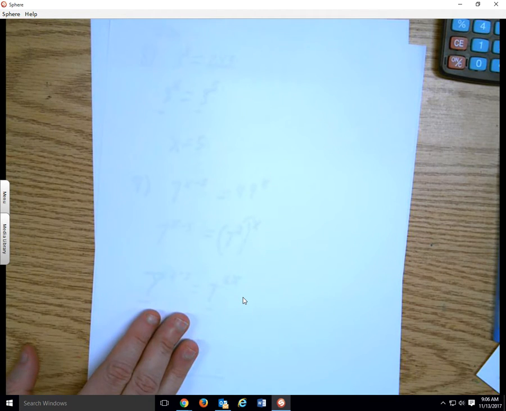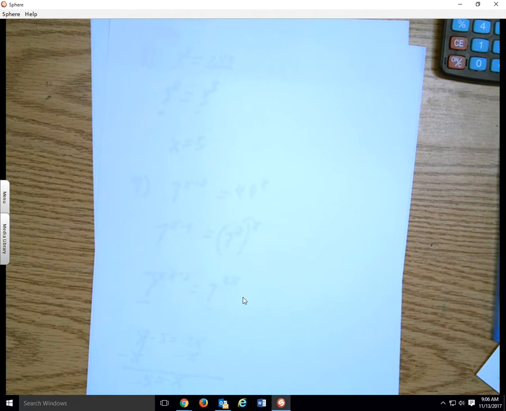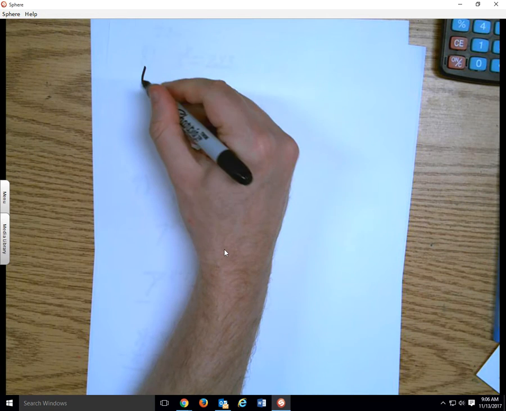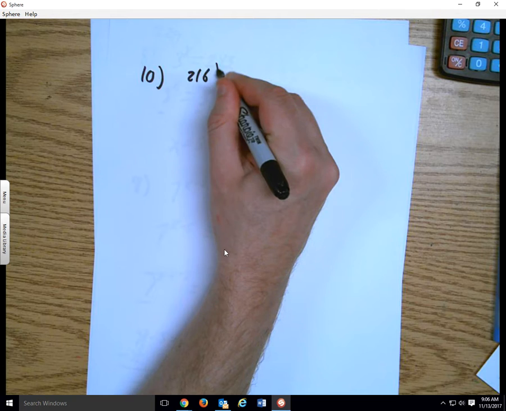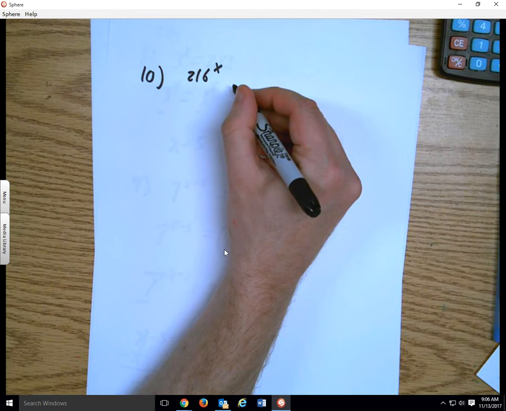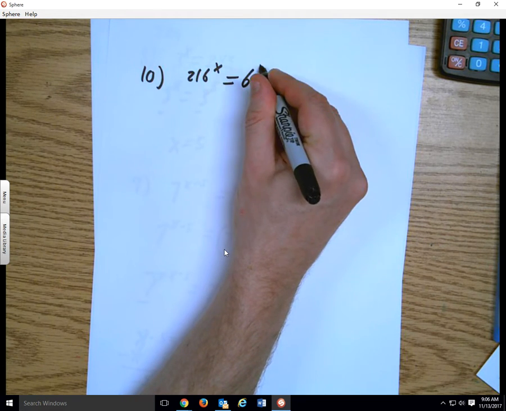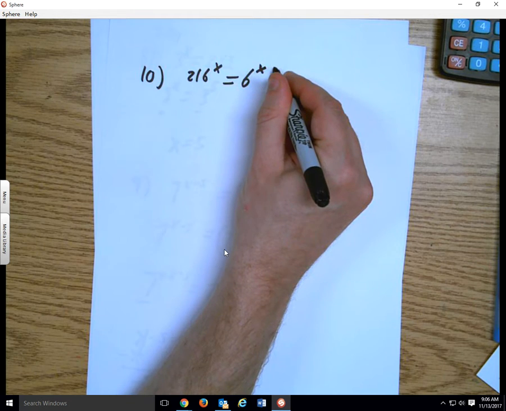Okay, so we are on number... What number are we on, guys? I forgot. Wow. Okay, so number 10. And then that says 216 to the x power equals 6 to the 60x power plus 10.